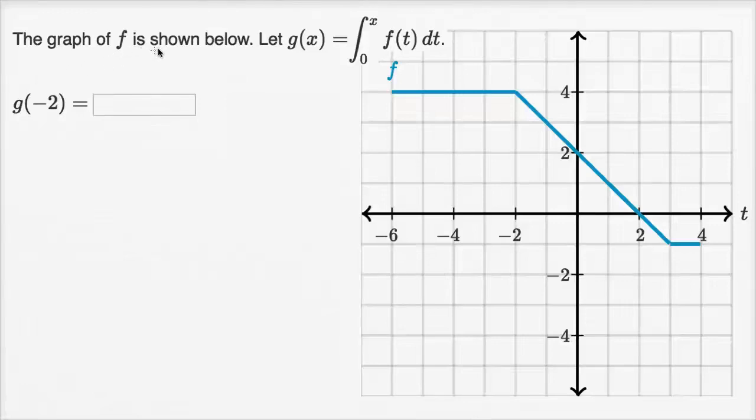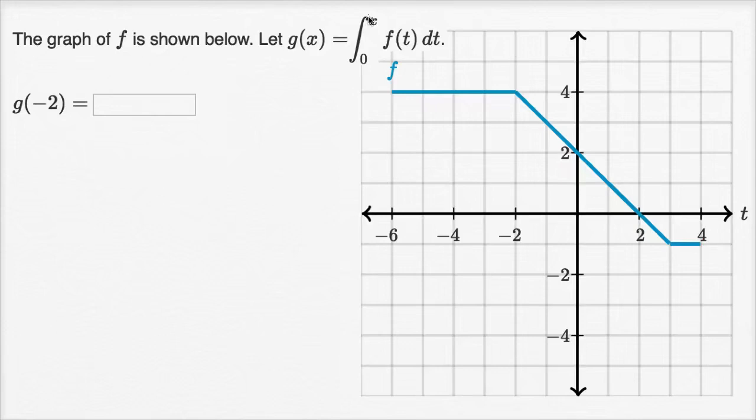The graph of f is shown below. Let g of x be equal to the definite integral from 0 to x of f of t dt. Now at first when you see this, you're like, wow, this is strange. I have a function that is being defined by a definite integral, but one of its bounds is x. And you should just say, well, this is okay.